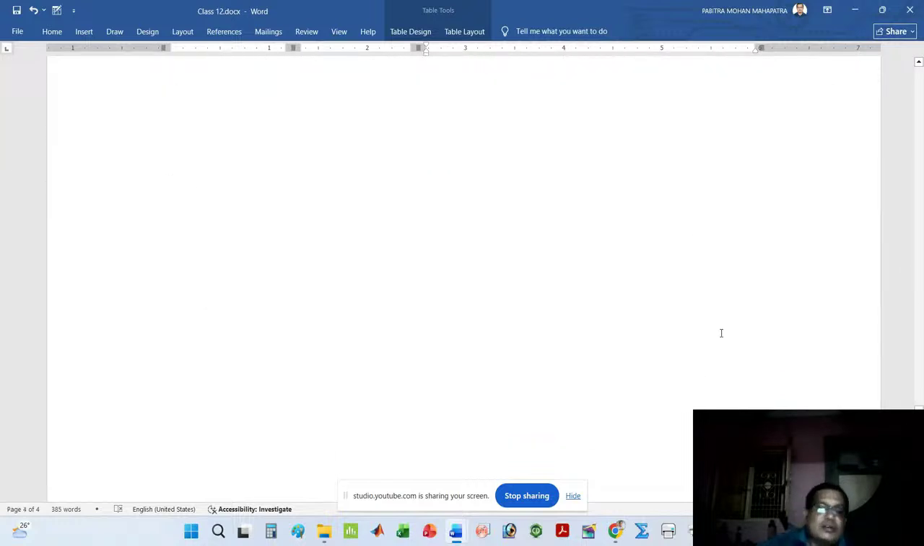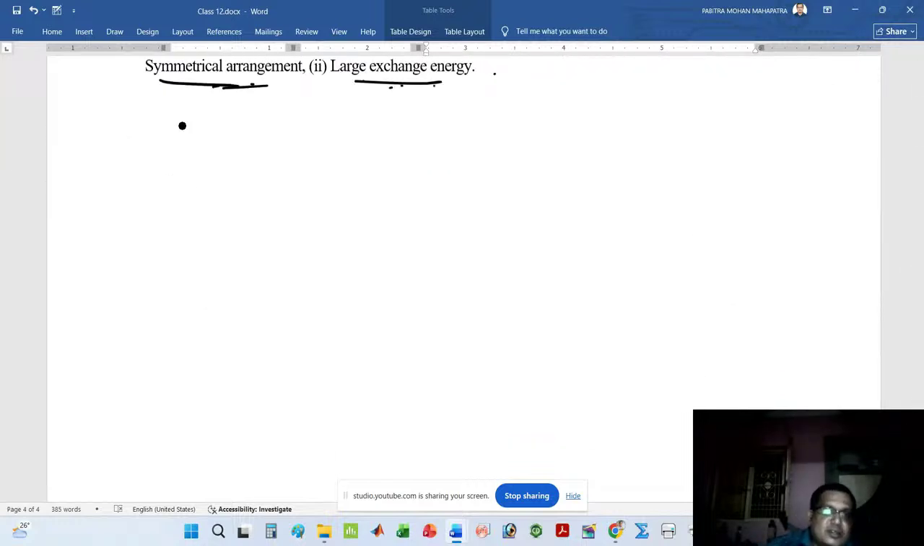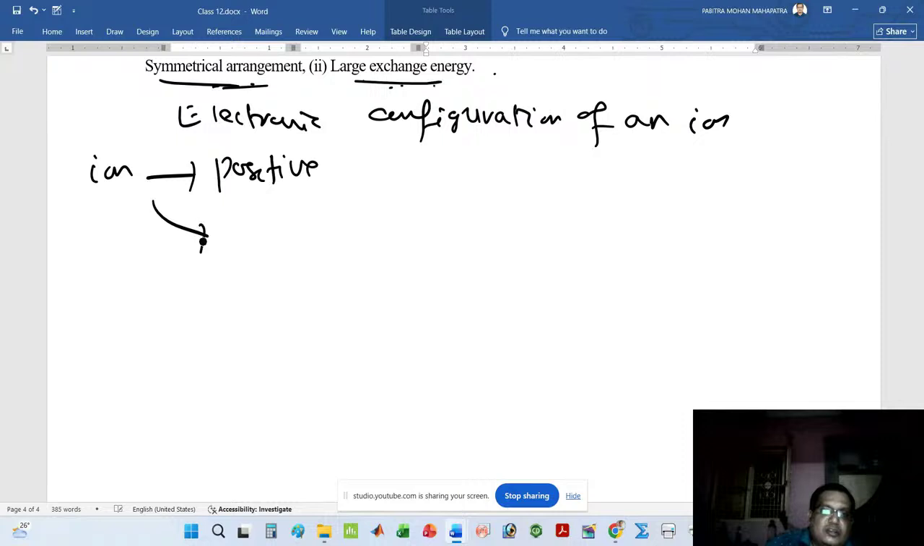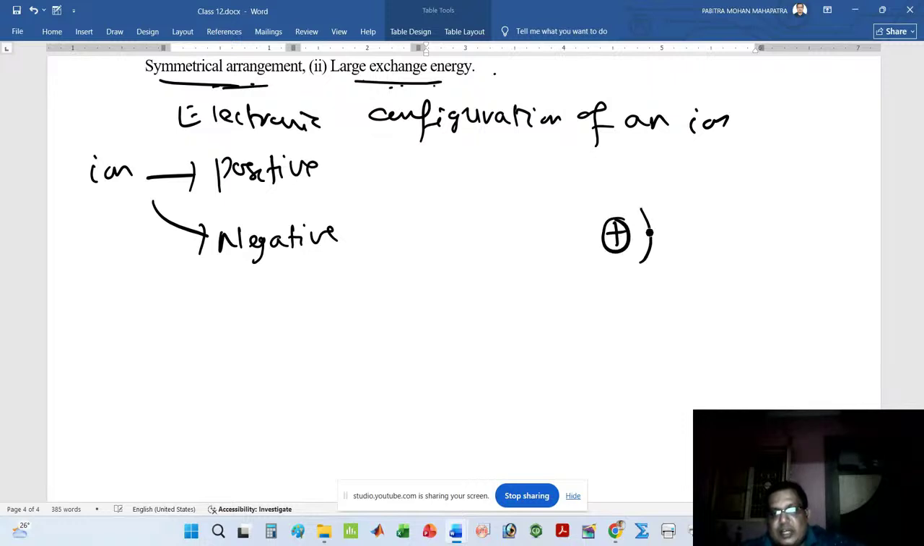Let me explain the electronic configuration of an ion. There are two types of ion. One is the positive ion, another is the negative ion. Remember an important point. Suppose this is your nucleus, this is your K shell electron, this is your L shell electron, this is your M shell, this is your N shell. Always remember an important point.